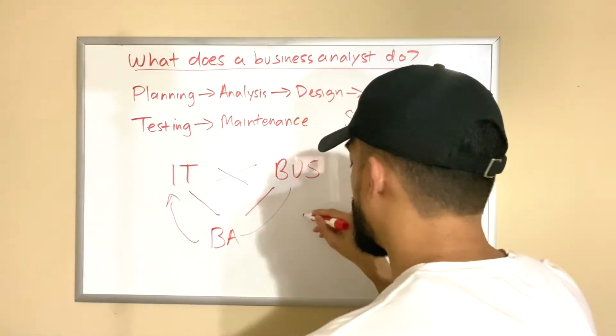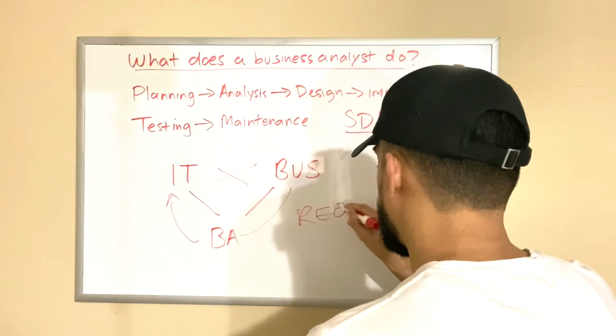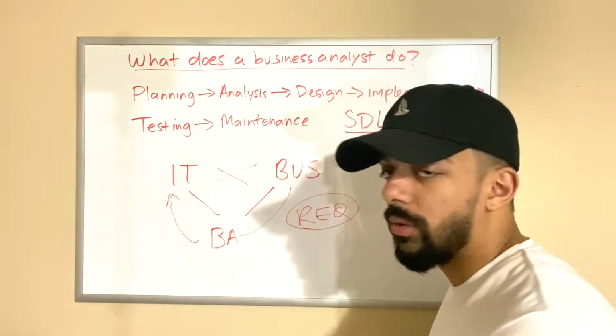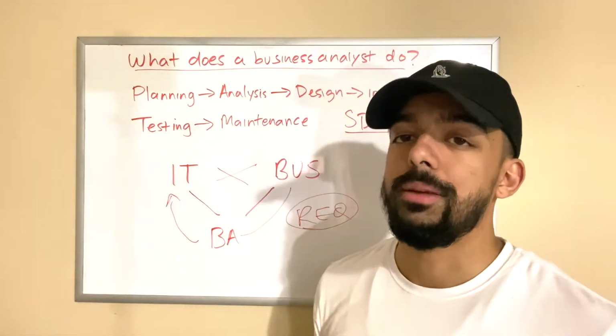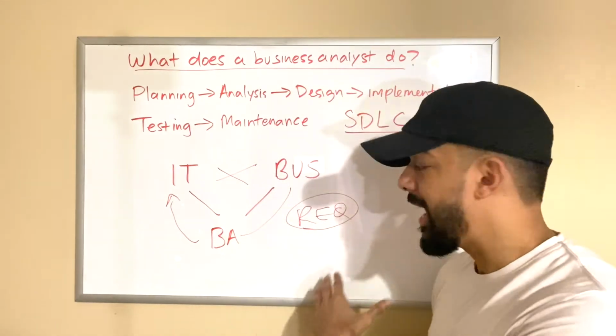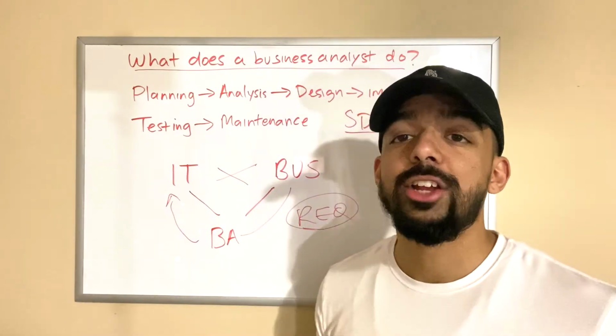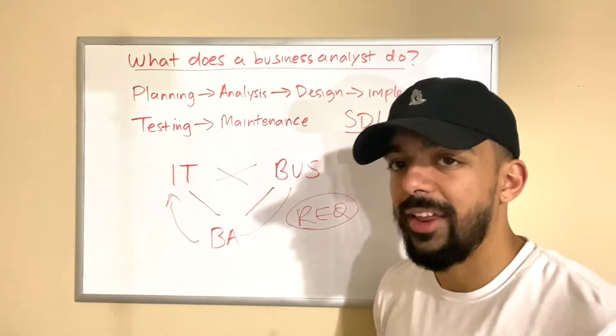And what are those things called? They are called requirements. So if the question is, what does a business analyst do? They write requirements. That is their main chore. That is their main task. That is their main thing.